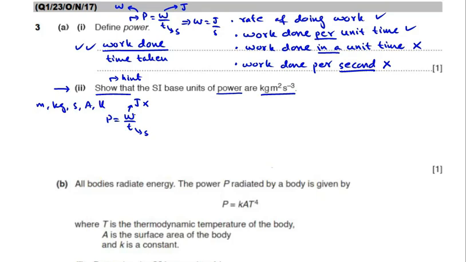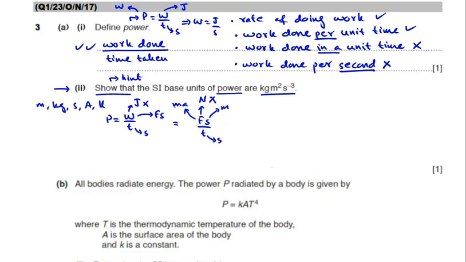So let's replace work by its expression, force times displacement, to obtain a new expression for power, which is F times S over T. SI unit of force is Newton, SI unit of displacement is meter, and SI unit of time is second. Students, see, second and meter are SI base units, but Newton is not an SI base unit. So let's replace force by its expression now. We know that force F is equal to ma, where m is mass and a is acceleration.